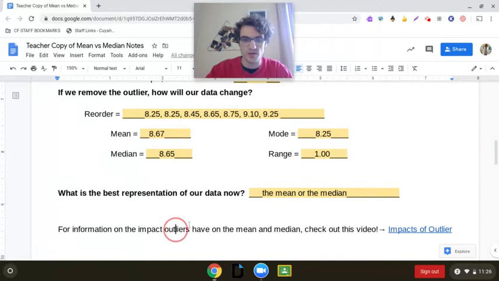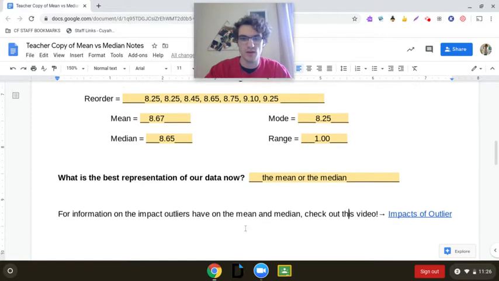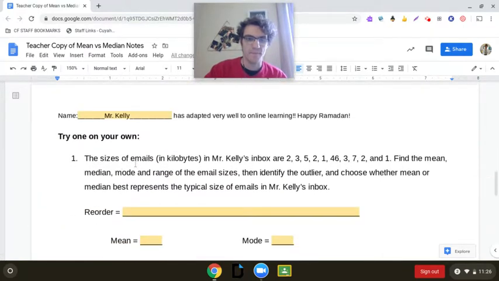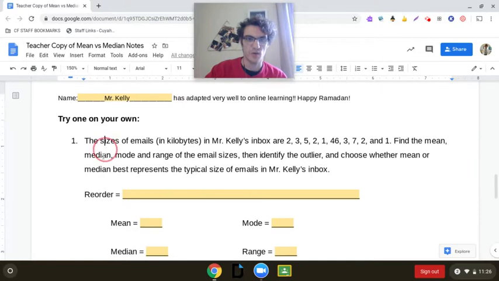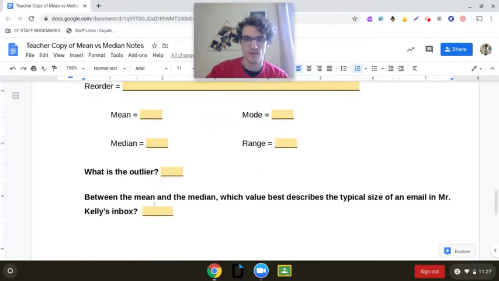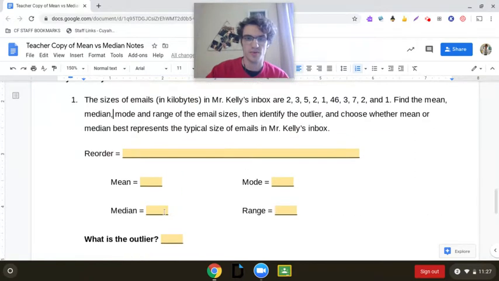So if you want to see more on outliers and the mean and the median, again, you can watch this video that I found. Hopefully it has a better explanation than what I did if I confused you. I made up an example for you guys to try on your own that I want you to turn in with these notes about inbox or email sizes. And it asks what the outlier is, and then whether the mean or the median is the best representation of the typical email size.